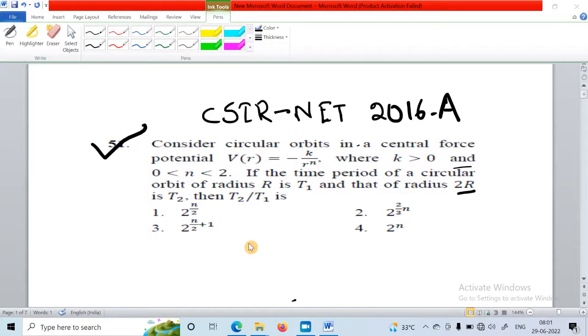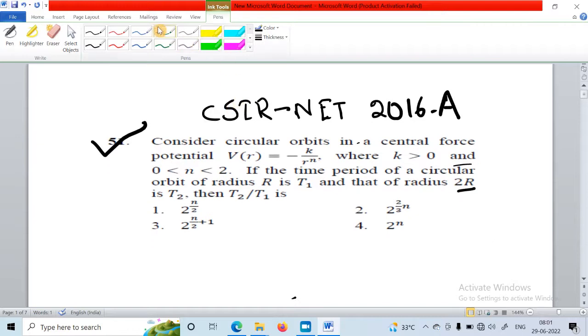Today we'll discuss one problem which appeared in CSIR-NET in 2016, booklet code A, number 51. Here the question is like this. Consider a circular orbit in a central force potential, which is given in this form, where k is a positive constant and n lies between 0 and 2.